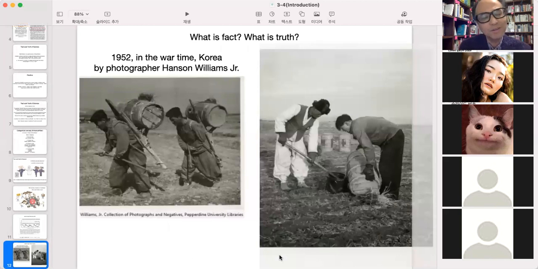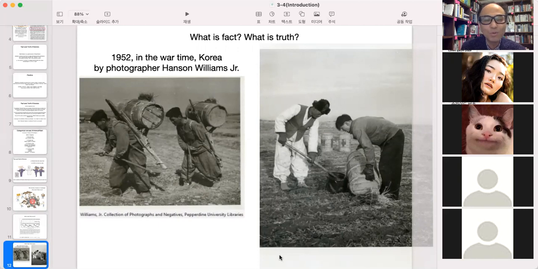Okay, how about this fact? What is the fact about this one? This photo is from my friend in Switzerland. He found this photo and sent it to me last night. This is during the Korean War, 1952. The Koreans used this honey bucket. What is a honey bucket?